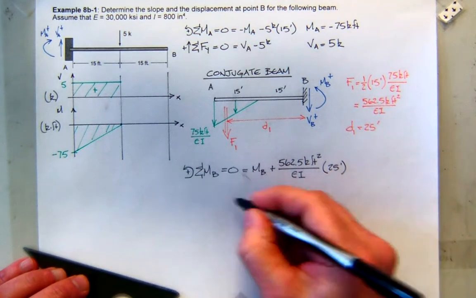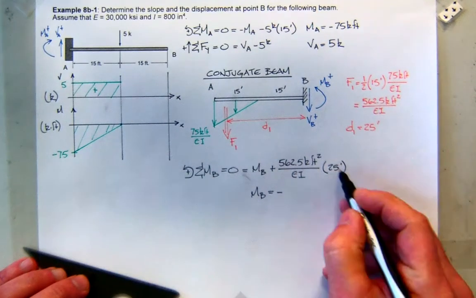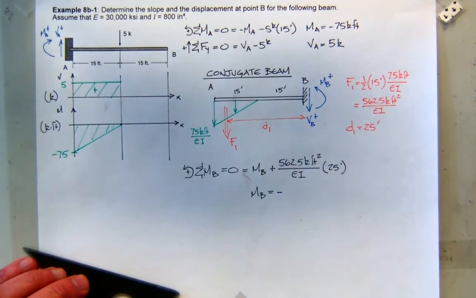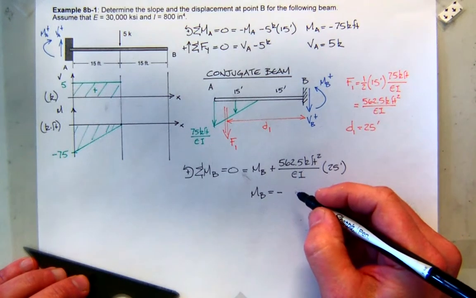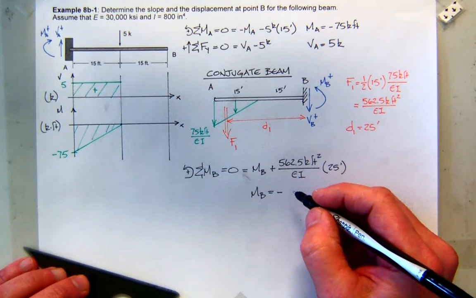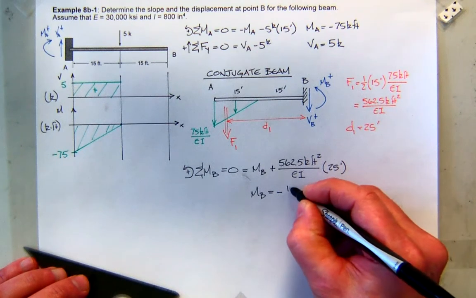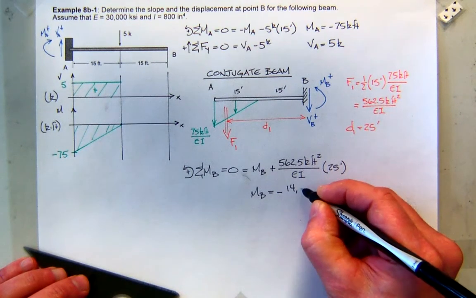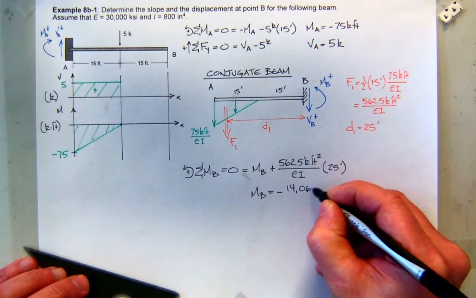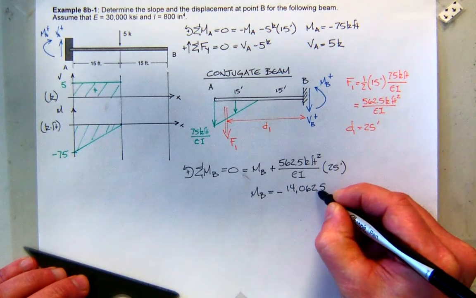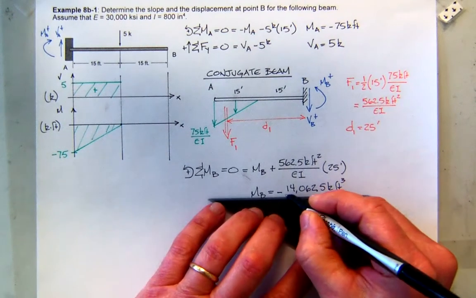So that means I can solve for the moment. What is the moment at B? Looks like it's going to be negative. Just multiply that by 25. What do you get? 14,062.5. And that's going to be kip feet cubed over EI.